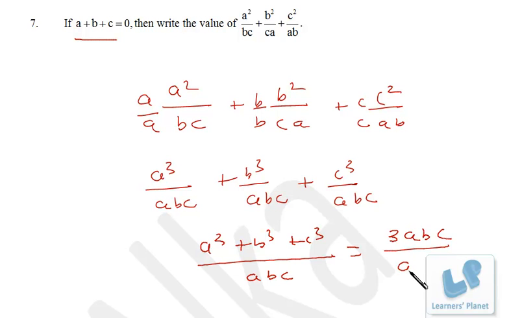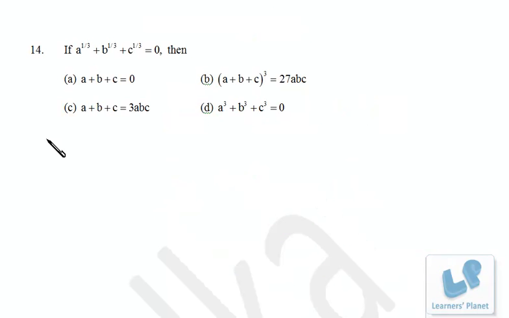3ABC, and this is already ABC is there. So 3ABC by ABC, answer will be 3, right? So it's a good problem. Now see here, it's A raised to 1 by 3 plus B raised to 1 by 3 plus C raised to 1 by 3 is 0.